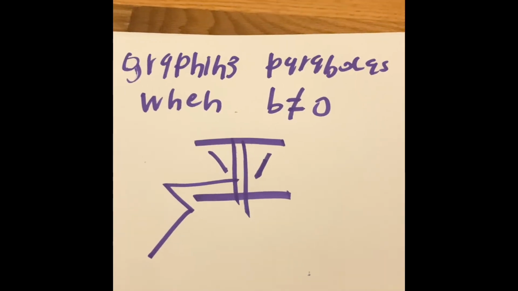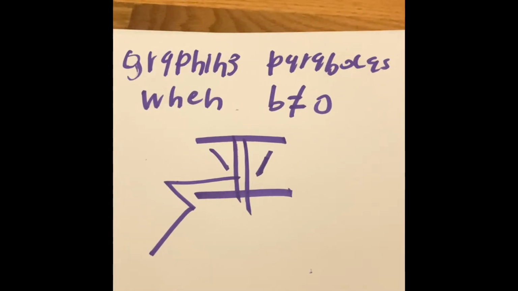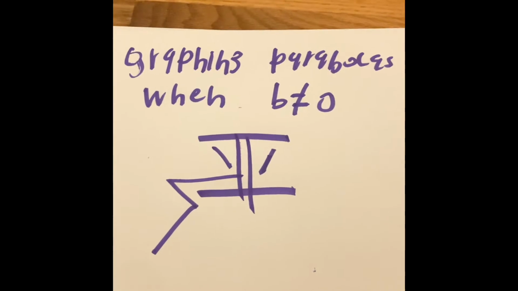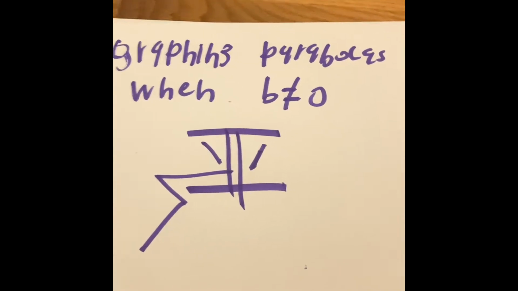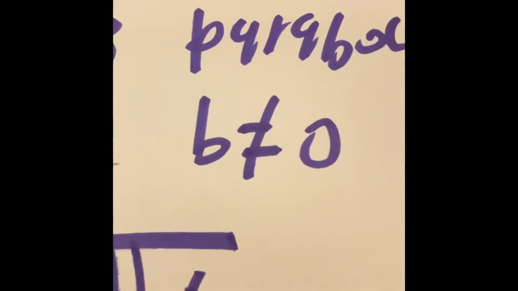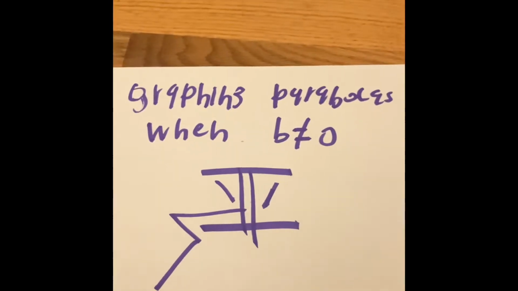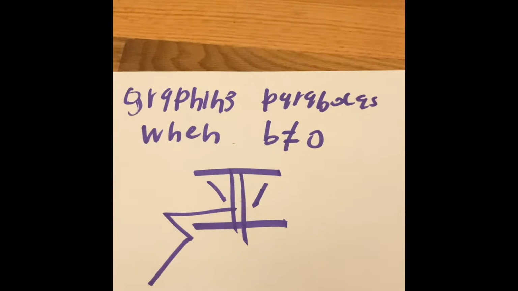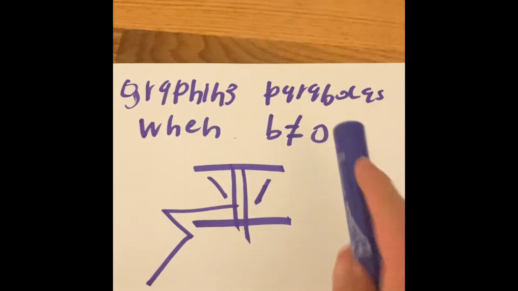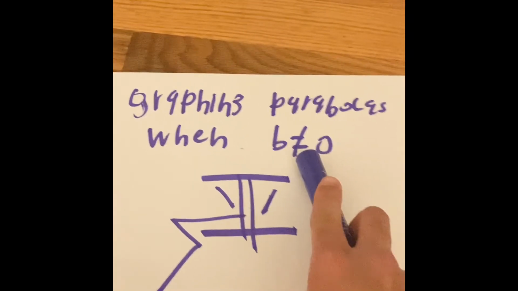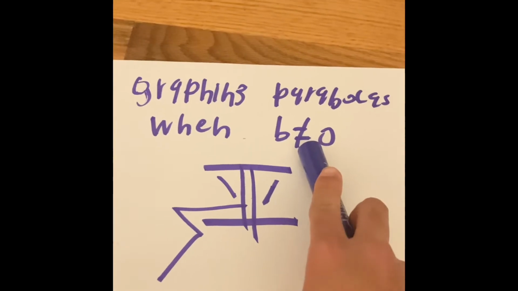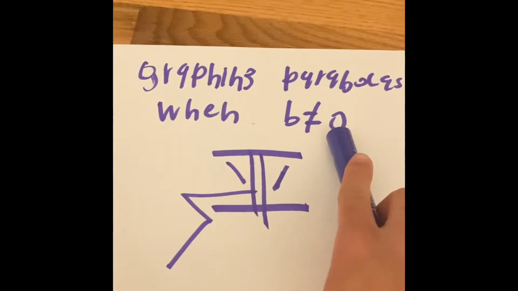Hey, this is Top Paralyzed Math and History, and we are going to graph parabolas when b cannot equal 0. In the past few videos, we have been learning how to graph parabolas when b is equal to 0, but this time, what happens when b cannot equal 0?